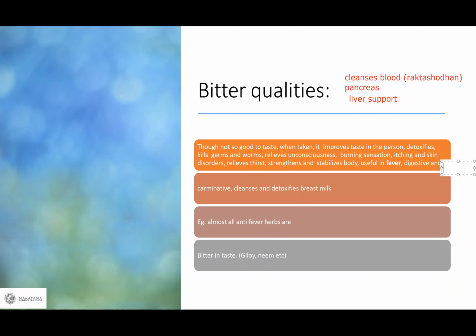As a general rule, even in traditional Chinese medicine, some Chinese medicines are so bitter, they are terrible. Generally, anything which helps with fevers, anything that is rakta shodhana will have some bitterness. And it'll be good for the skin, supporting fever and so on. Okay.